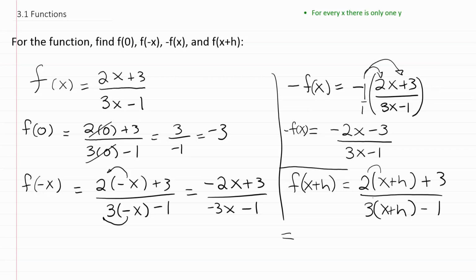So 2 can distribute here to give you 2x, and then 2 times h gives you plus 2h, and we'll have plus 3. All of that will be over 3 times x, which is 3x, then 3 times h, which is just plus 3h, and then minus 1. This can't be simplified any further, so that's your answer.